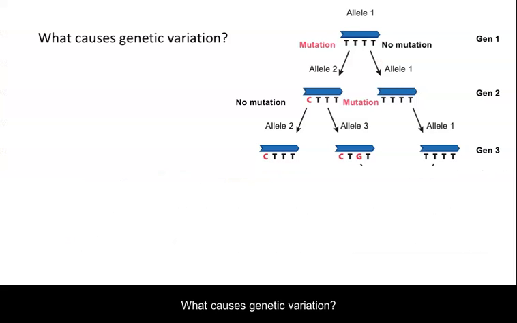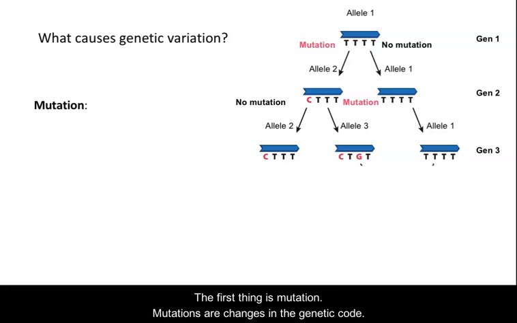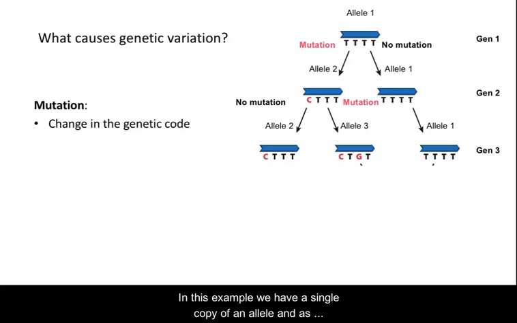So what causes genetic variation? There are two major things that cause genetic variation. The first thing is mutation. Mutations are changes in the genetic code. In this example, we have a single copy of an allele, and as you know, this is the DNA, which is the genetic code. It's made up of 4 different nitrogenous bases: guanine, adenine, thymine, and cytosine, and those are abbreviated by the first letter in their name, so G, A, T, or C.